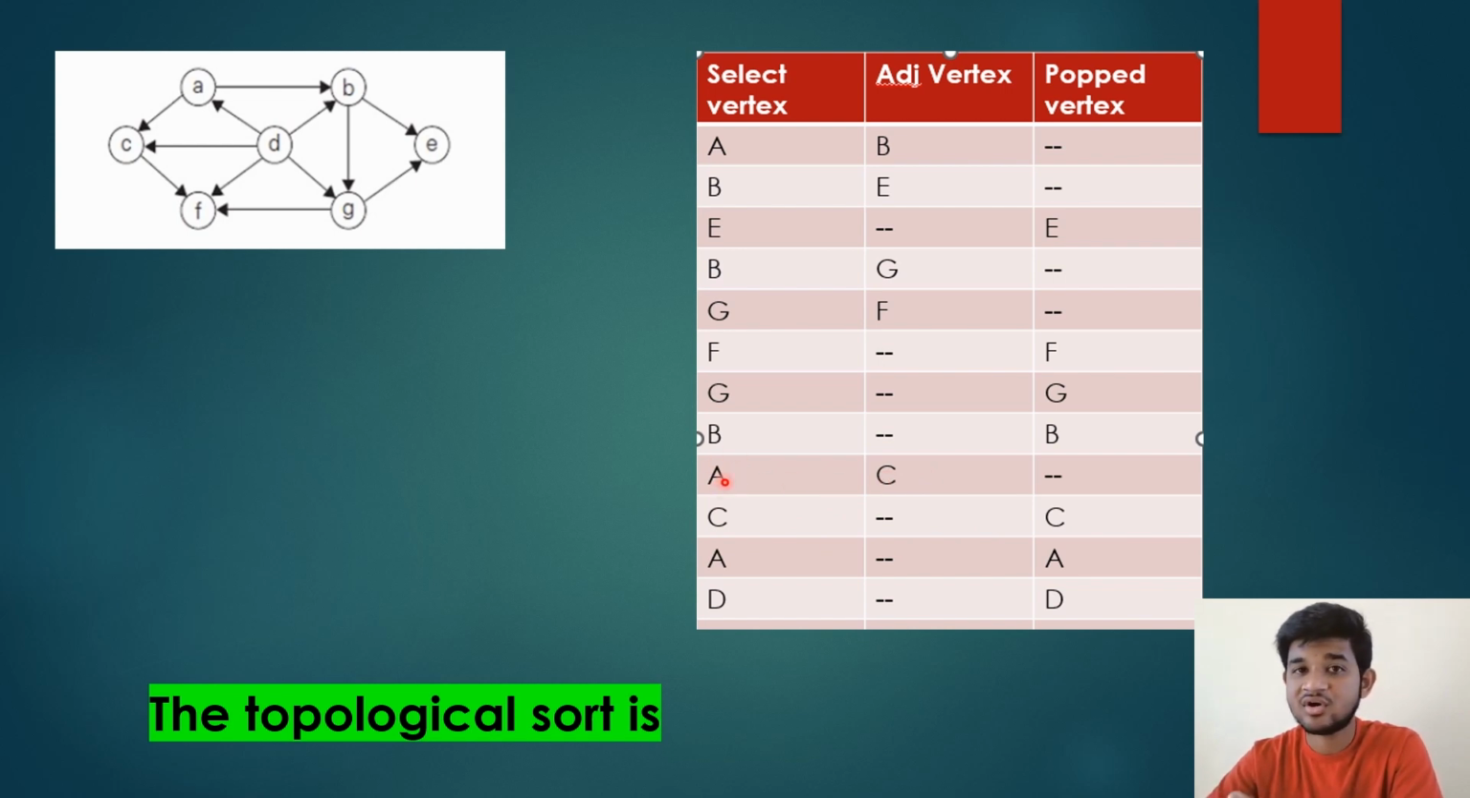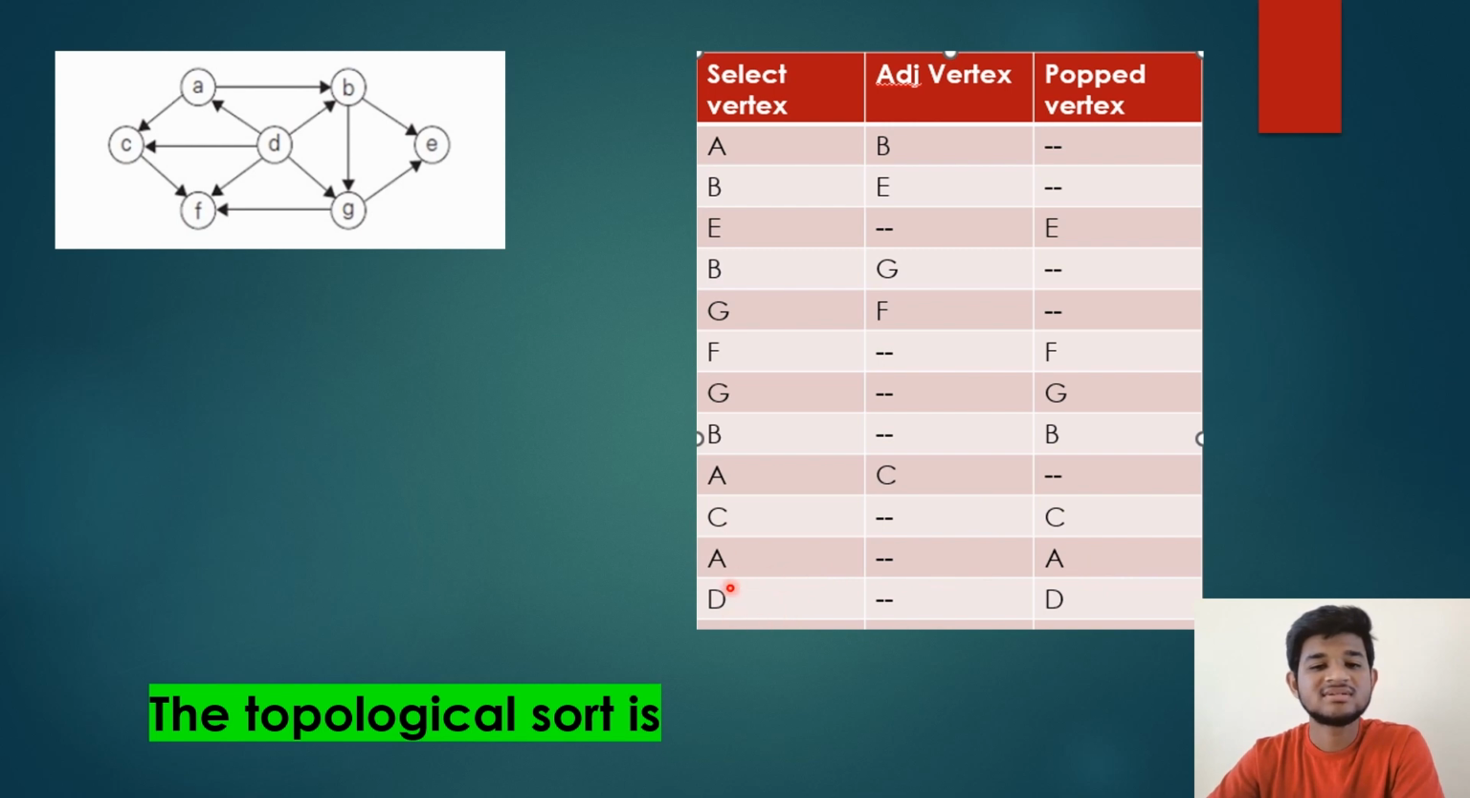If A is not popped out, then select A and find the adjacent vertex for A. There is no adjacent vertex for A because there are only two, C and B, and they are already popped out. Therefore, as there is no out degree, pop out that A. Now A is popped out.